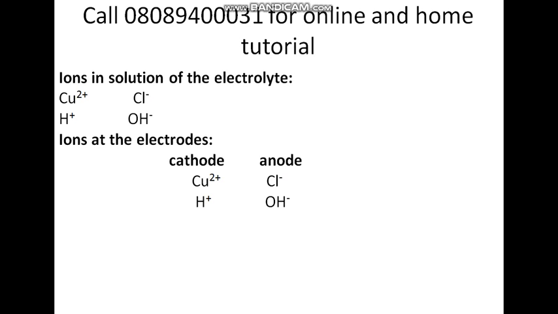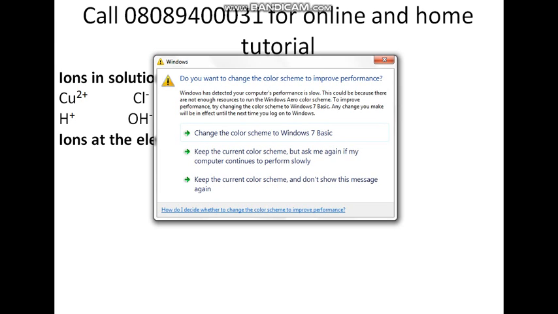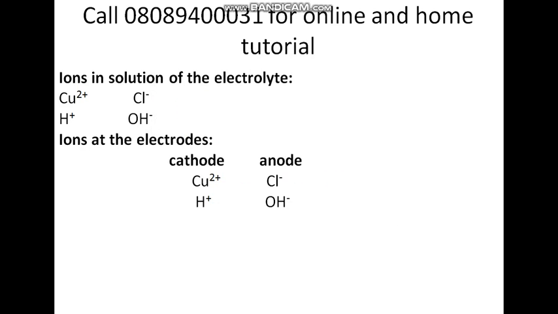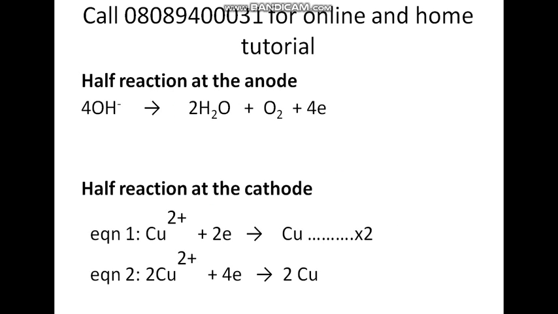Hydroxy ion is below chloride ion in the electrochemical series and is less electronegative. Hence, hydroxy ion is readily oxidized and is discharged as oxygen gas by losing electron. Half reaction at the anode: as could be seen on the tutorial board, 4 moles of hydroxy ion losing 4 moles of electron to give 2 moles of water plus 1 mole of oxygen gas.